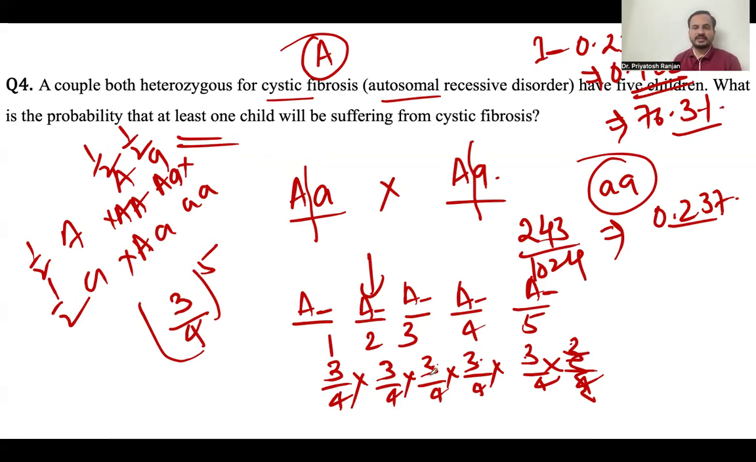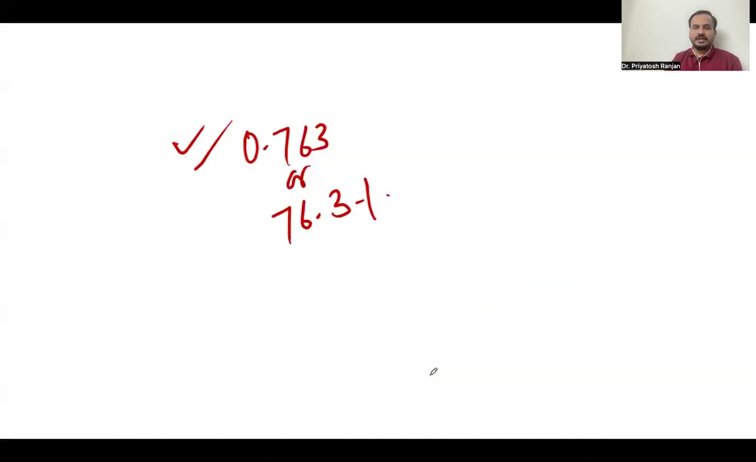So there is a much higher probability. I hope these solutions and explanations are clear to each and every one of you.